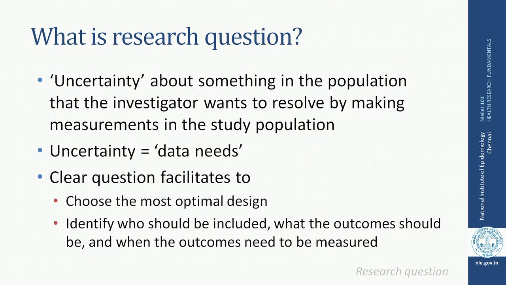A research question is an uncertainty about something in the population that the investigator wants to resolve by making measurements in the study population. The uncertainty is referred to as data needs in the life cycle. Therefore, we need a clear question to facilitate choosing an optimal study design and to identify whom to include, what outcomes we need to measure, and when these outcomes are to be measured.